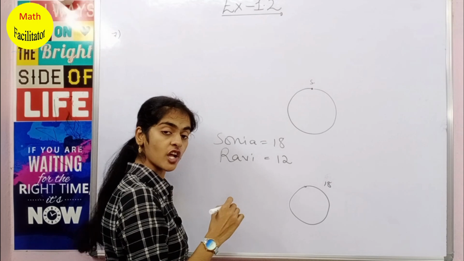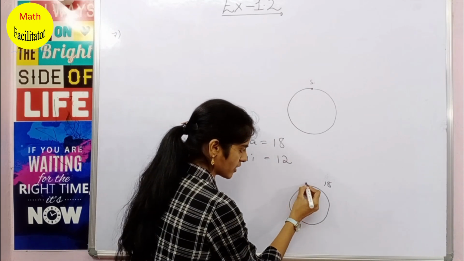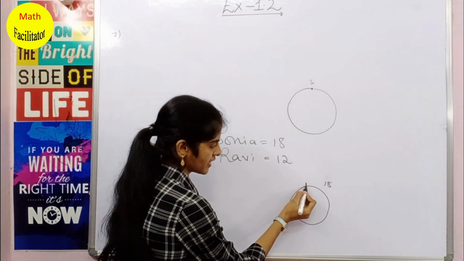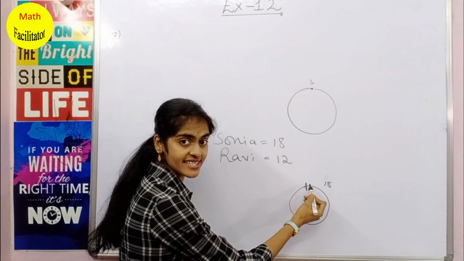Okay, for the next round how many minutes will she take? So one round she completed. Here this is the starting point. Okay, so one round she completed in 18 minutes. Now the second round she will complete in how many minutes?